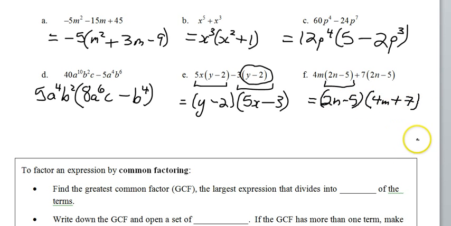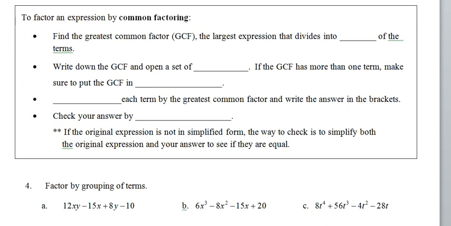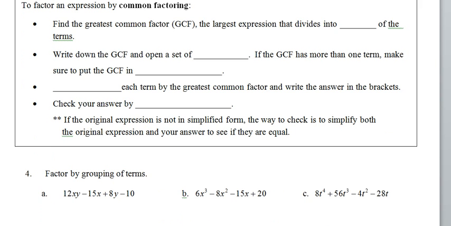Okay, so some general principles here. To factor an expression by common factoring, find the greatest common factor, the largest expression that divides into all of the terms. Write down the GCF and open a set of brackets. Technically they're parentheses, but we'll call them brackets. If the GCF has more than one term, make sure to put the GCF in brackets.